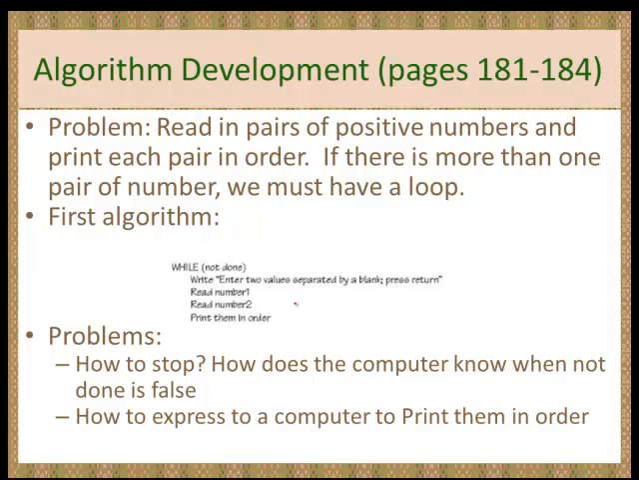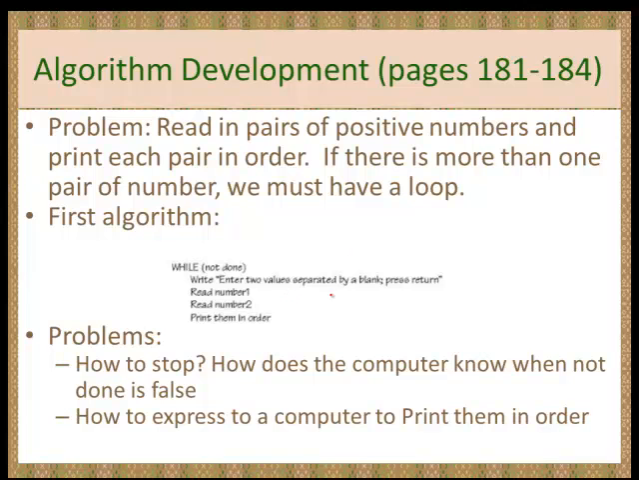The next unit looks at developing an algorithm and some of the steps that you might think about. The problem says you're going to read in pairs of positive numbers and print each pair in order. So if the first pair of numbers that come in are 8 and 4, you should output 4, 8. Okay, so you're going to print them in numeric order. If there is more than one pair, we have to loop.